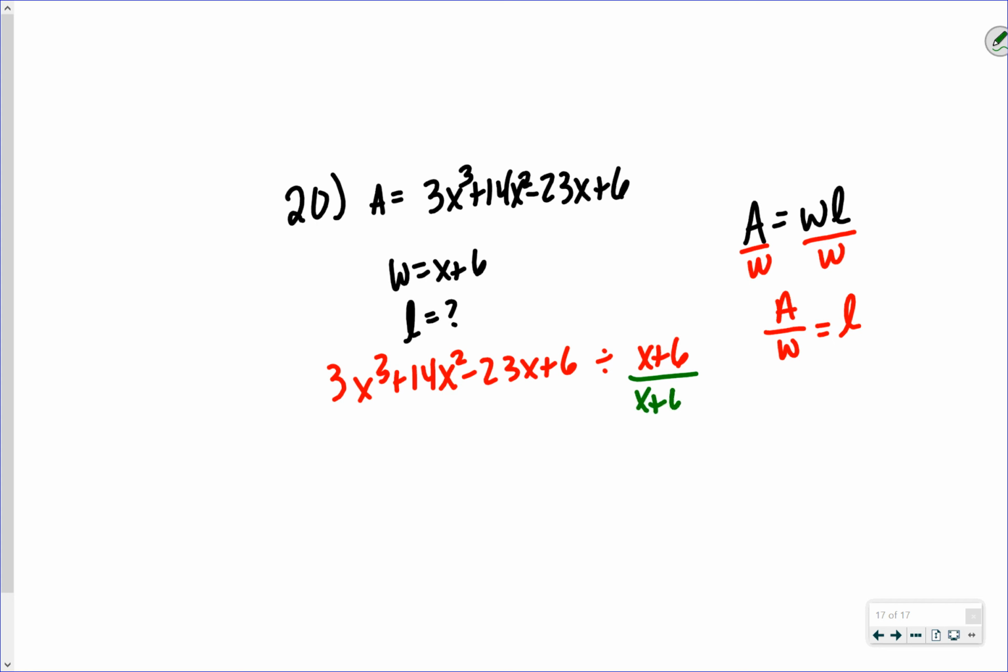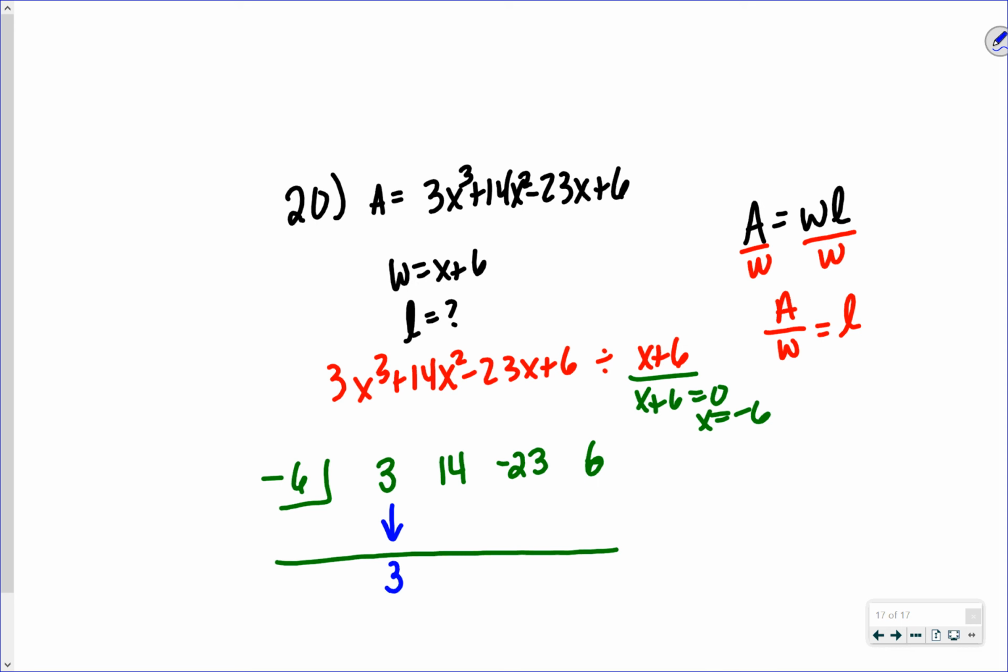So what makes x plus 6 zero? Negative 6. That's what's going to go in my box. And across the top are my coefficients. In front of my x cubed is a 3. X squared is a 14. X is a negative 23. Constant is a 6.